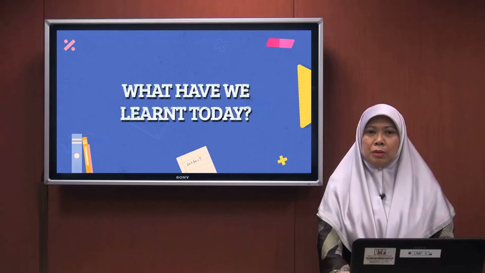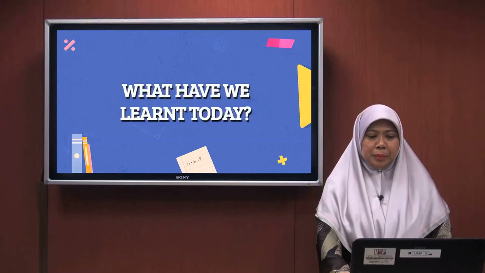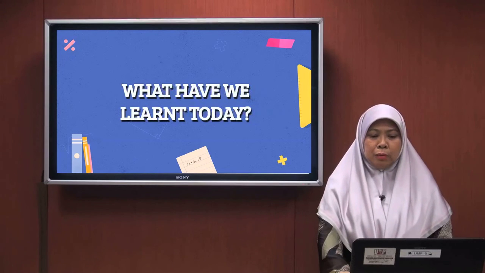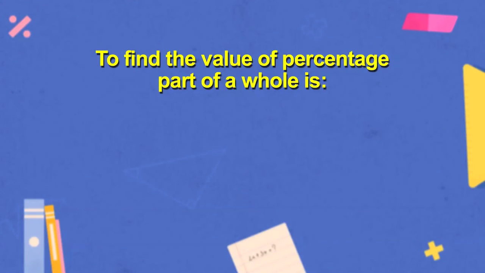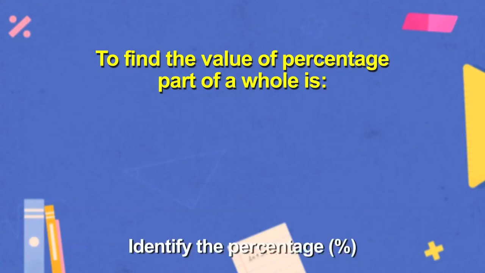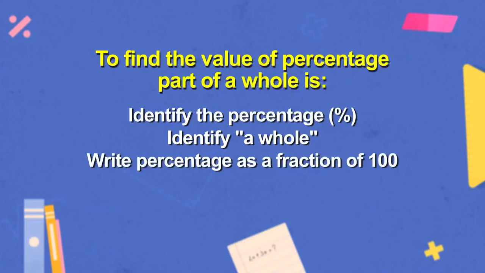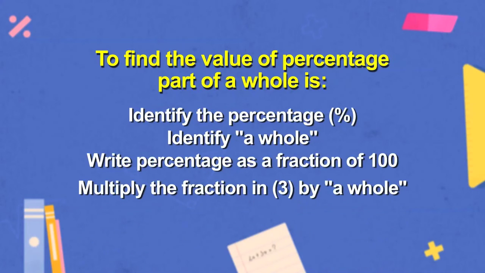We are almost at the end of the lesson. So, let's summarize today's lesson. What have we learned today? To find the value of percentage part of a whole is, firstly, identify the percentage, identify a whole, write percentage as a fraction of 100. Multiply the fraction in step 3 by a whole and show the working.